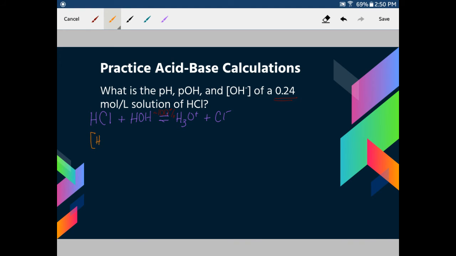So I'm simply going to write that out. H3O ion concentration, again square brackets meaning concentration, is equal to 0.24 moles per liter. All right, when we take a look at this, I can quite easily calculate my pH from this. pH is equal to the negative log of my H3O, which is equal to the negative log of 0.24. So the negative log of 0.24 is equal to 0.62, which is our pH.